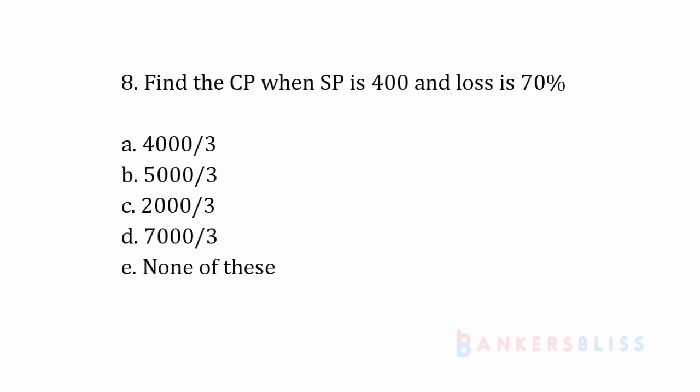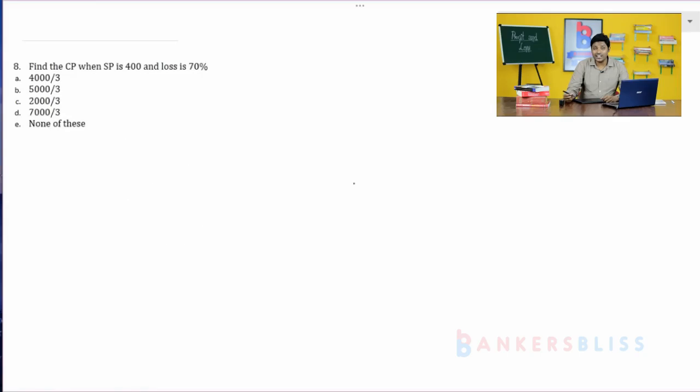Problem number 8. Find the cost price when the selling price is 400 and the loss is 70%. Again, very similar to the previous problem, but in the previous problem they asked you to calculate based on the profit percentage. Now they are giving a loss percentage. Always remember, if you get a loss, you have to subtract it from the cost price. So take cost price as 100%. Loss is 70%, so after subtracting the loss, you end up with 30%.